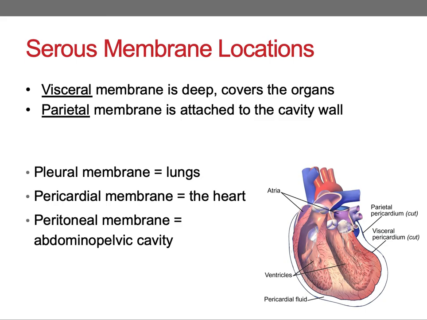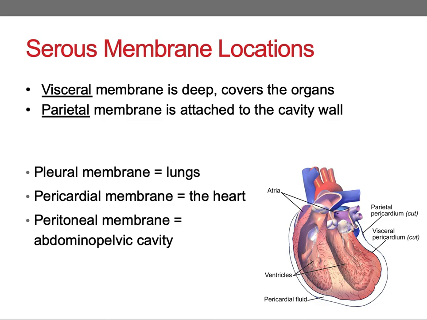So these are the three locations of our serous membrane. We have a pleural membrane around our lungs, a pericardial membrane around the heart, and the peritoneal membrane within the abdominopelvic cavity. Keep in mind, there are two layers of the serous membrane. So these two layers each have a name. The visceral membrane is the deeper layer. It's the more internal layer, and it's going to cover the organ itself.